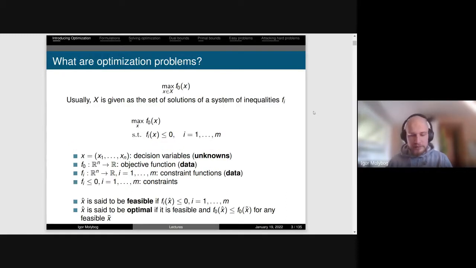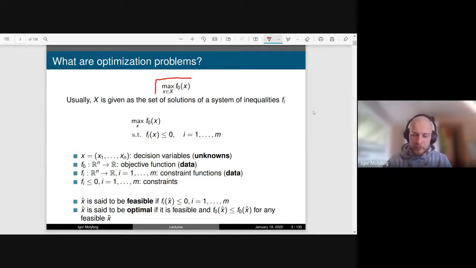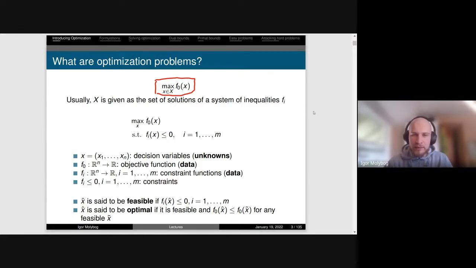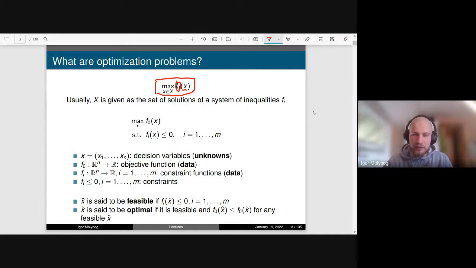So what is an optimization problem, right? In general, if we are talking about optimization, we are most probably talking about maximizing or minimizing an objective function, which is denoted with f0 here, of some vector argument x over a domain capital X.